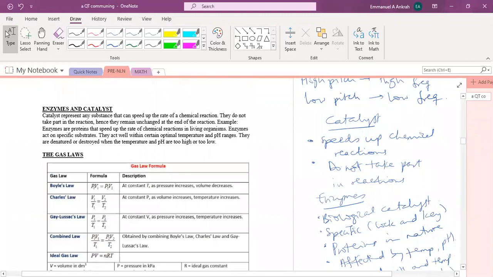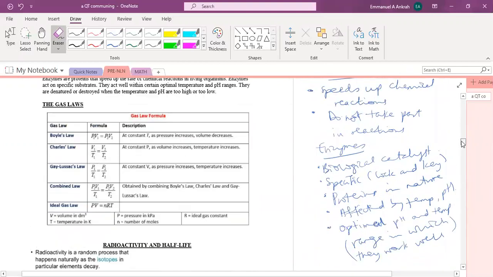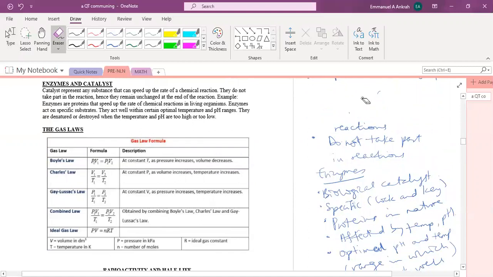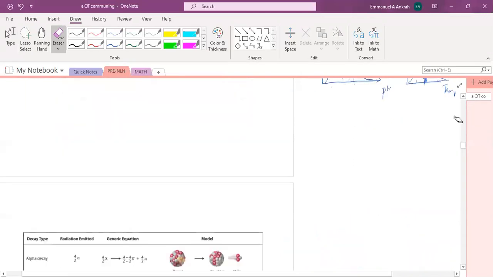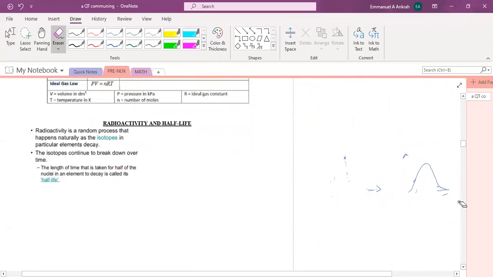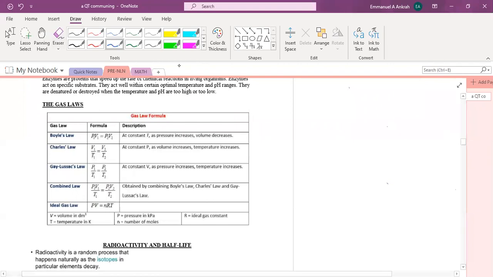Okay, right. So let's look at the gas laws. That's a very important concept. Now there are laws that govern how gases work, and that's what we want to discuss now. The first one is known as Boyle's law. Boyle's law for gases.